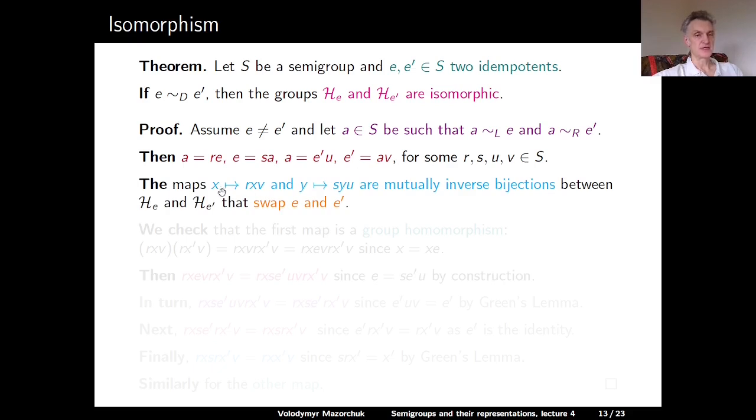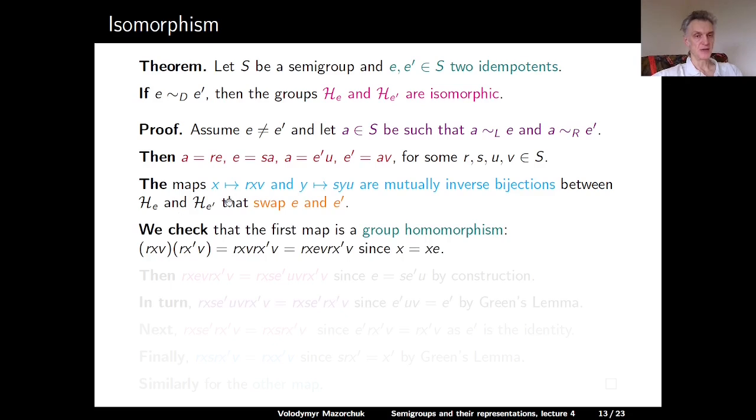Then the maps which send X to RXV and Y to SYU are mutually inverse bijections between our H classes, and these bijections swap E and E prime. So in order to prove our theorem, we need to check that both these bijections are group homomorphisms. So we check it for the first map, and for the second map the proof is similar. So let's check that the map which sends X to RXV is a group homomorphism from the H class of E to the H class of E prime.